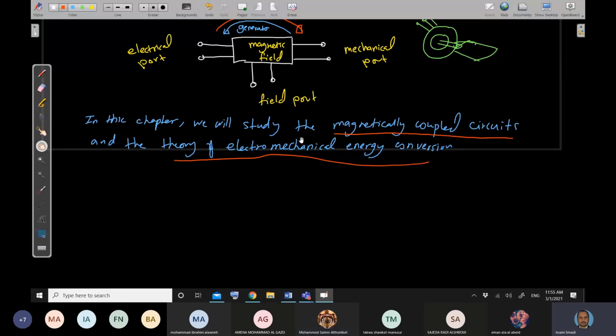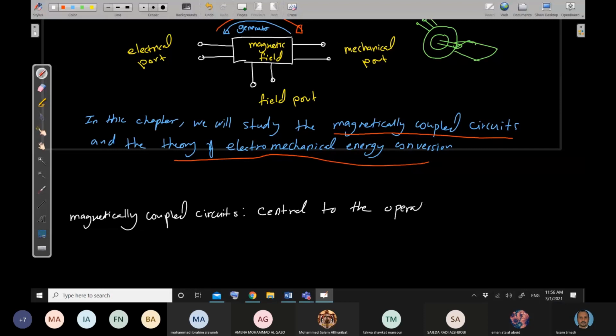Yeah, which means that the magnetically coupled circuit is the central to the operation of the transformers and the electrical machine, correct? Yeah. Right. So simply here we can write that the magnetically coupled circuit is central to the operation of transformers and electric machines.